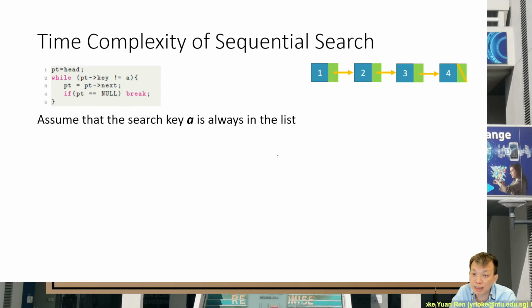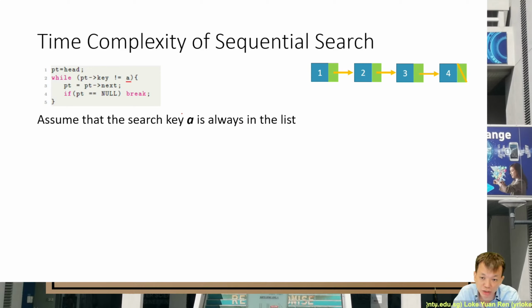Okay, maybe for the last 5 minutes, let's try to analyze the time complexity of sequential search. Sequential search, in short, like where you learned the linked list, you just search whether the key A is in the linked list or not. In this situation, you have two scenarios: A is definitely in the linked list, or A is not in the linked list.